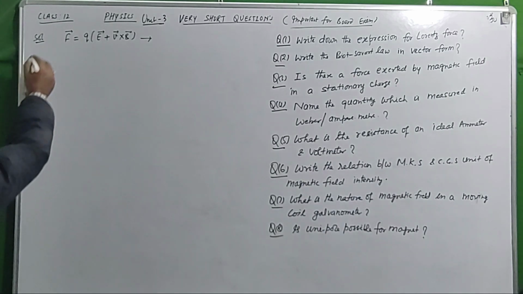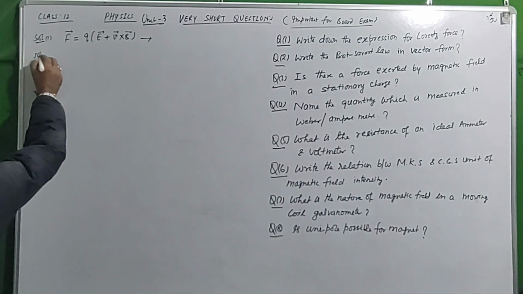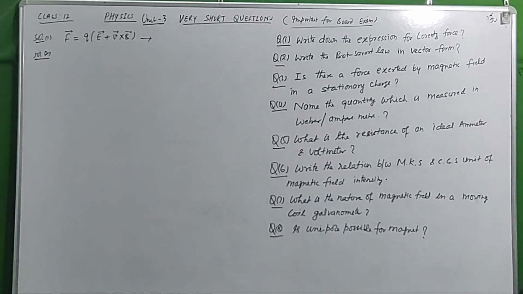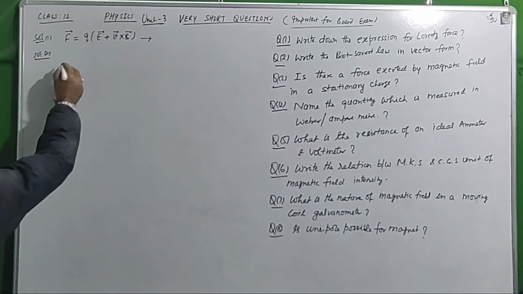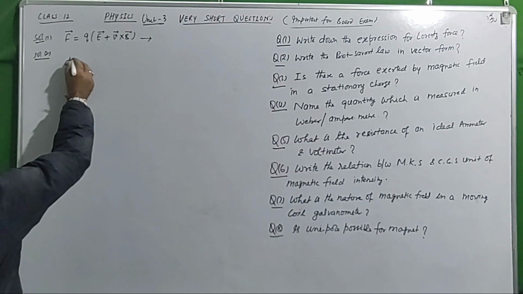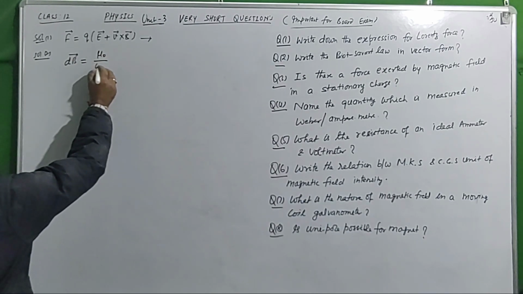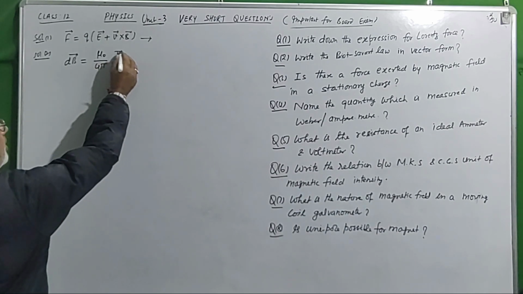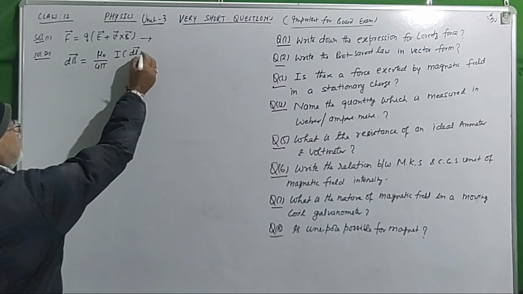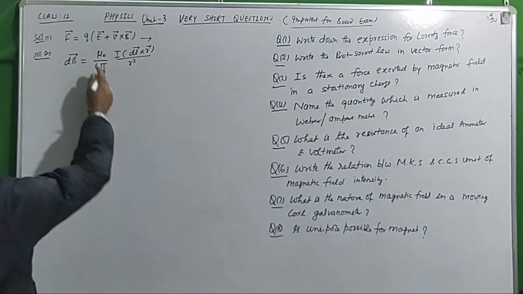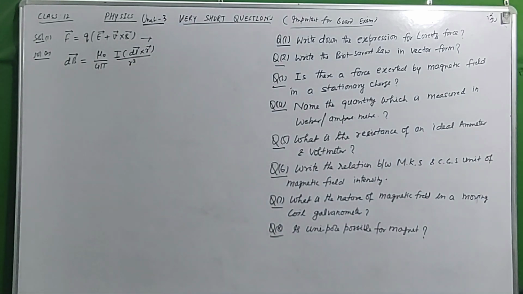Write the Biot-Savart law in vector form. Biot-Savart was the scientist who first told on what factors the magnetic field due to a current carrying conductor depends. What is the formula for it? Vector dB is equal to mu naught upon 4 pi, I dl cross r, upon r to the power 3. Mu naught is the absolute permeability in vacuum.